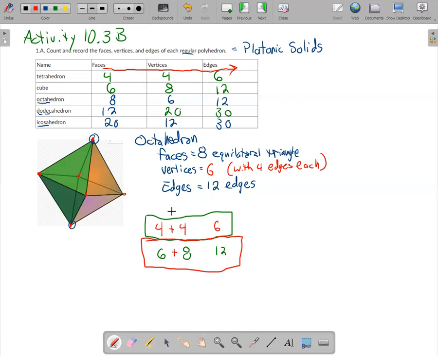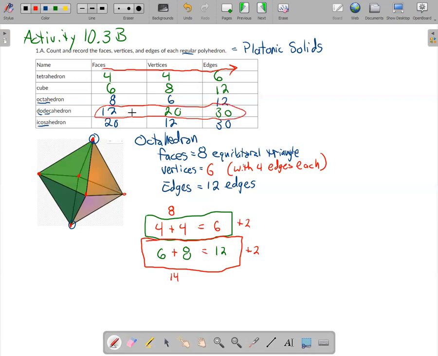So let's see, 4 and 4 gives me an 8. 6 and 8 gives me a 14. What does this other number relate? 8 versus 6, 14 versus 12. Oh, 8 and 6 are the same distance apart as 14 and 12. So I think that if I put an equal there, I can do a plus 2 out there. Equal there, plus 2 out there. Let's check it for another one. Let's pick on the dodecahedron, for example.